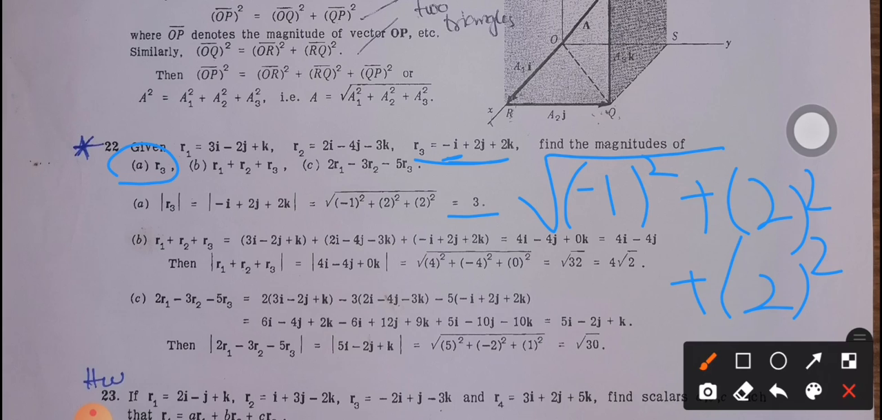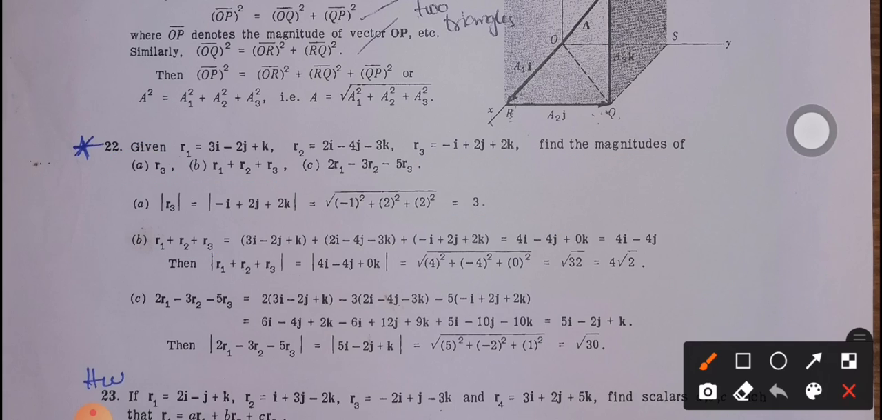Then in the second part we have to evaluate the magnitude of r1 plus r2 plus r3. It means I have to add the vectors first, and then find the magnitude of the resultant vector. So far we have discussed that addition of two vectors is done geometrically by following the head to tail rule and then finding the resultant vector. But when we are given the exact components, how can we add the vectors mathematically?